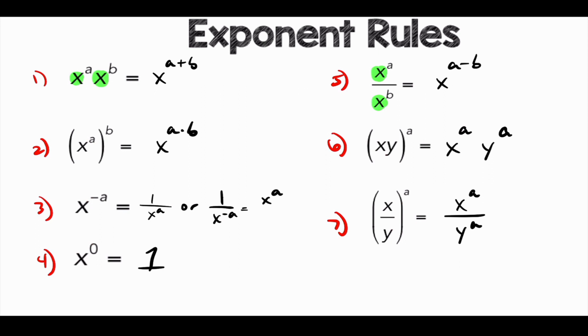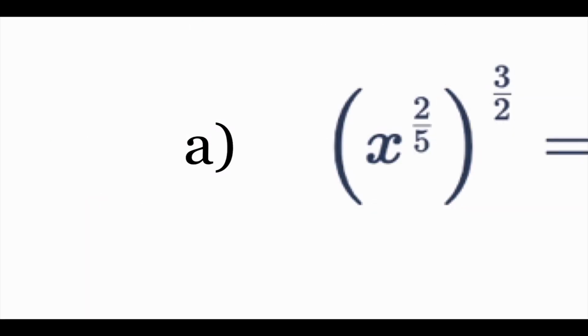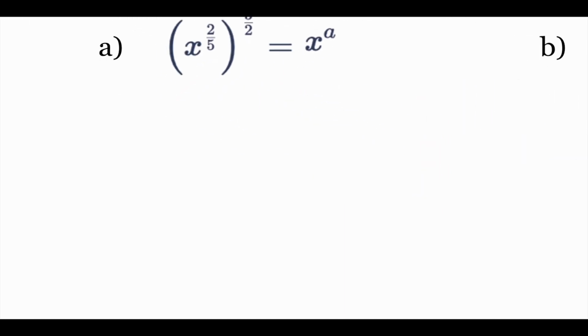Which one are we going to use? 1, 2, 3, 4, 5, 6, or 7? Number 2. Yep, I agree, right? It's a power to a power, right? Isn't it a power to a power? So when we have a power to a power, what did we do last week to those powers? Multiply them. Good. Multiply them. So we're going to multiply the powers.